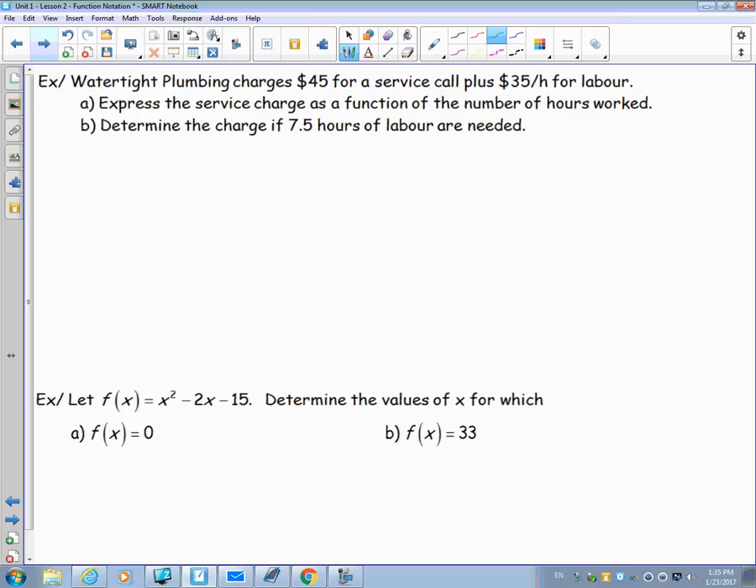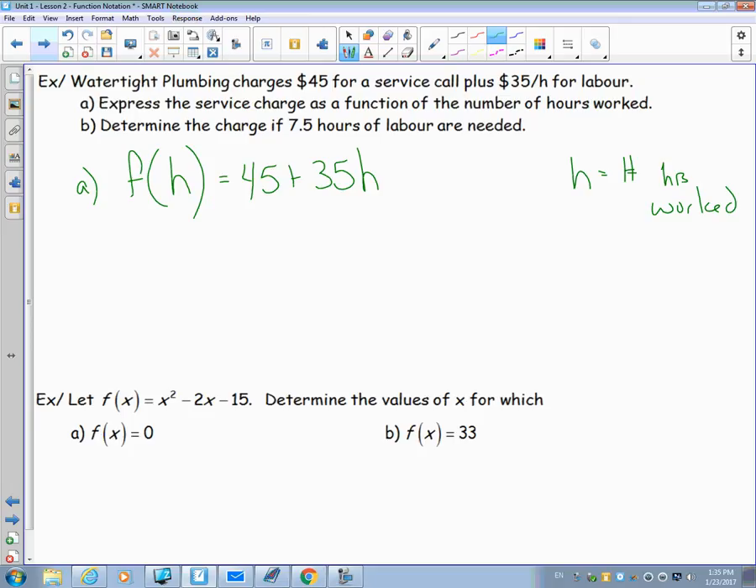So how should functions look? Functions should have function notation. Now I'm using F and H. Why am I using H? I don't know. I'm going to call it the hours worked. H equals number of hours worked. Okay. Well, what's my equation going to be? It's going to be $45 plus 35 per hour. There's a function notation equation for this line, as opposed to a relationship format, y equals mx plus b.